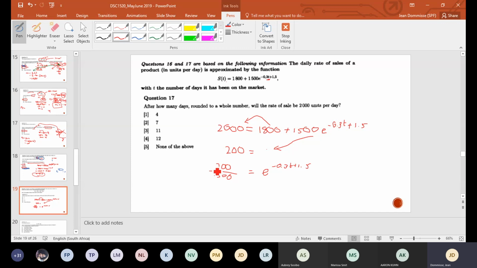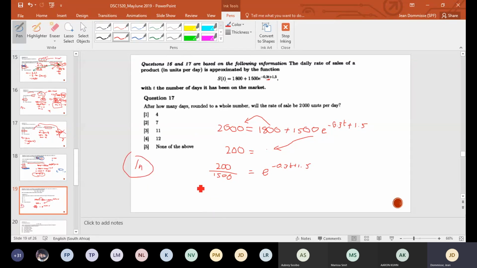Now to get rid of that e so that I can actually work with it, I need to take the log of it. So on both sides you need to take the log.